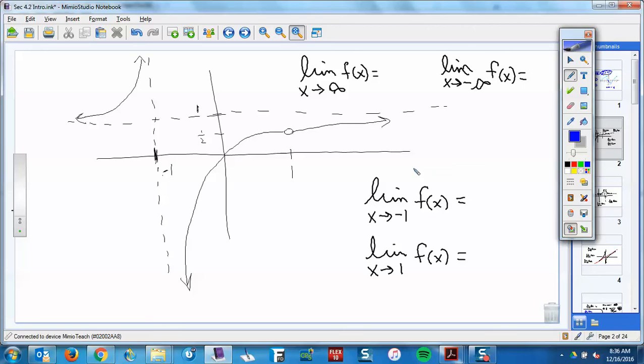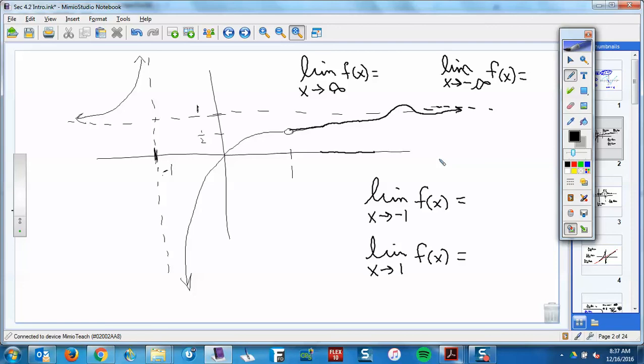Now remember, it is okay to cross. Matter of fact, I'm even going to change that. It is perfectly okay to cross a horizontal asymptote. You can have a graph come up here and go, and then level off right at that asymptote. It's okay to cross a horizontal asymptote. It's not a problem, okay?